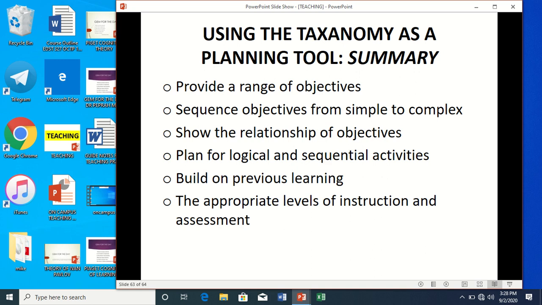If you do this, go over and over again with this, using the taxonomy as a planning tool. Go through these bullets, providing a range of objectives, because you don't set just one objective in teaching. But when you do that, you need to sequence your objectives from simple to complex, and I'm sure you know why you should start from simple to complex. And then you must show a relationship of your objectives.